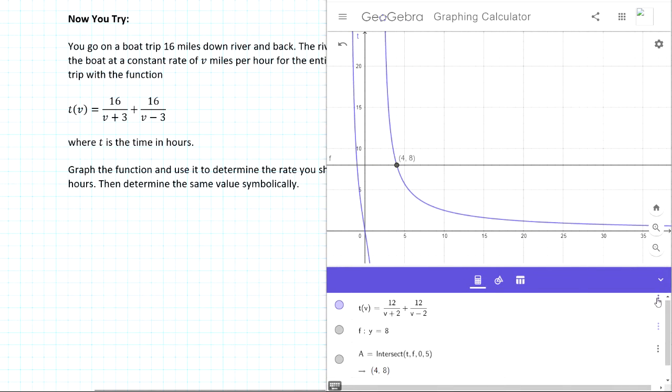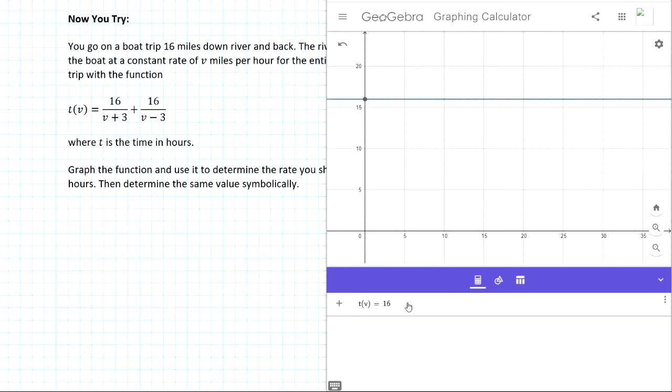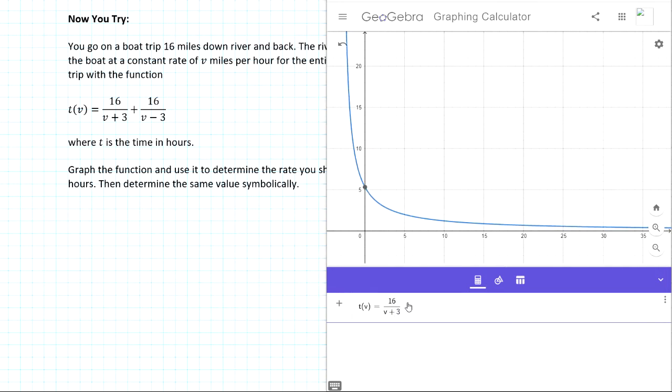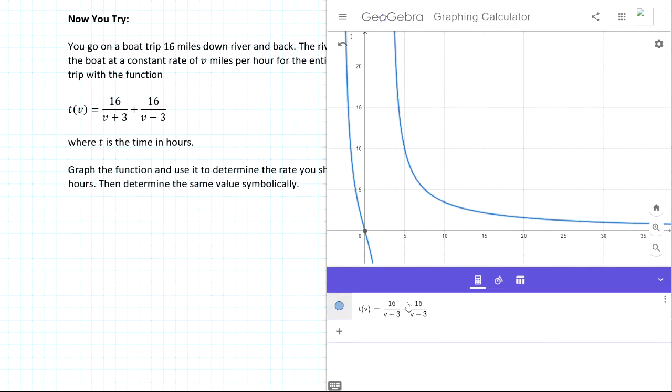I still have the stuff from the last one on here. Let's get rid of that. We want to enter the function t of v equals 16 over v plus 3 plus 16 over v minus 3 to get a graph of the function where the outputs, the vertical values, are times, and the horizontal values are the speeds that we are rowing.